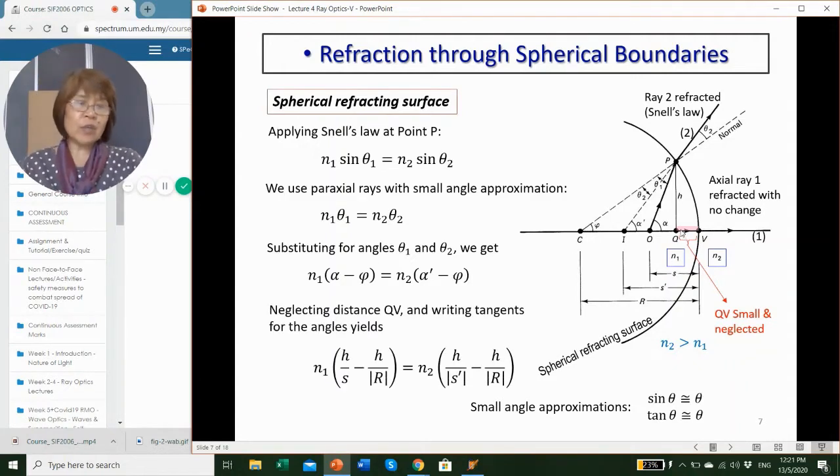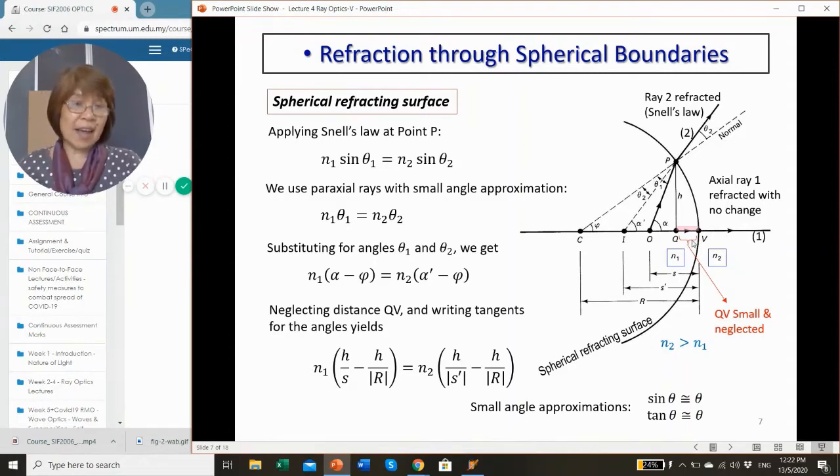And over here, we're talking about paraxial rays, small angle approximation. This is an exaggerated drawing so that we can see all this angle and distance clearly. If this point is very, very close to the optical axis, whereby these angles are really small, then when you drop a line from P perpendicular to the optical axis, point Q will be almost overlapping, on top of V. So we can then neglect this distance.